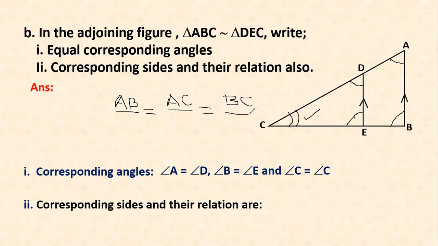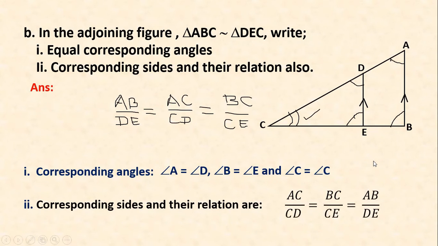I have written the sides of the big triangle: AB, AC and BC. Now tell me below, what will be their proportional sides? AB by DE. Yes, good. Similarly, AC by DC or CD, you can write both. And then BC by CE. Good.